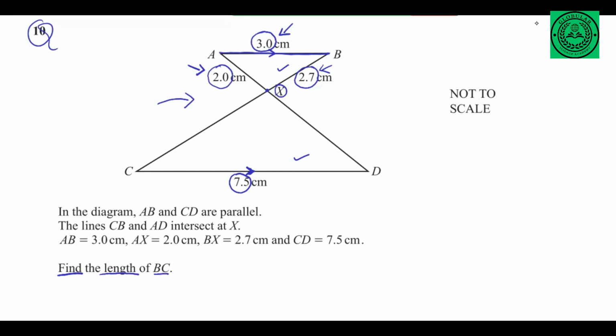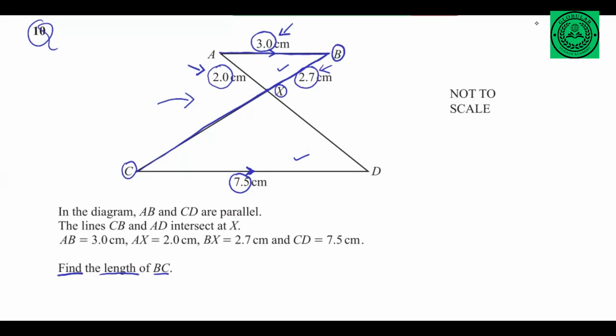Let us first identify where BC is in the diagram. We can see the point B over here and the point C over here. The line joining these 2 points is the line BC, and we want to know its length. Out of this BC, we know the length from B to X, and we are interested in knowing the length of C to X. So to find the length of BC, we will simply add the BX length of 2.7 and the CX length, and we'll get the CB length.